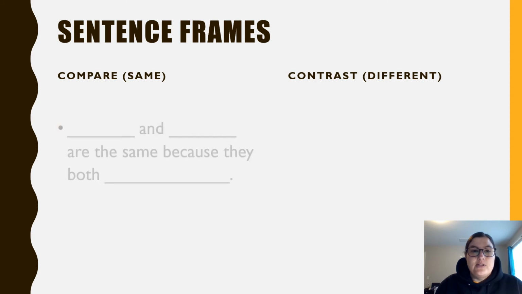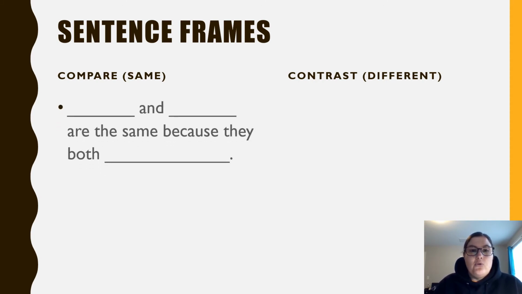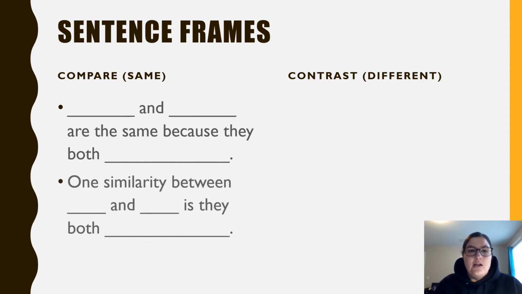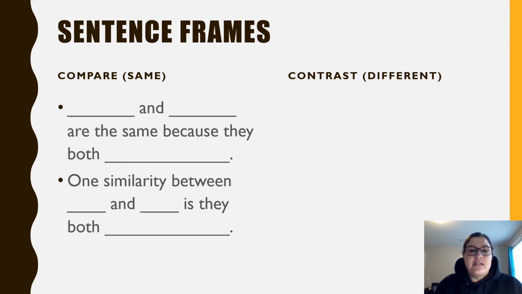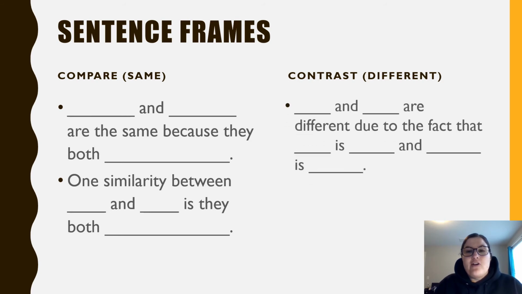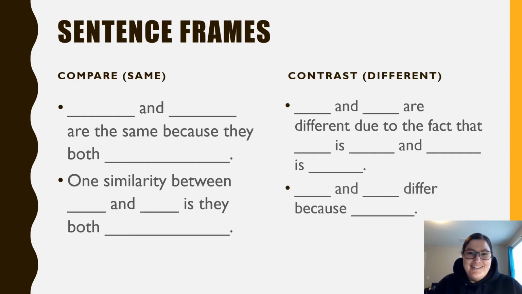for compare and contrast. So here we go. Blank and blank are both, blank and blank are the same because they both blank. So we're going to add something to that. One similarity between blank and blank is they both blank. When we contrast, we can use sentence frames like this. Blank and blank are different due to the fact that blank is blank and blank is blank. Here's another one. Blank and blank differ because blank.